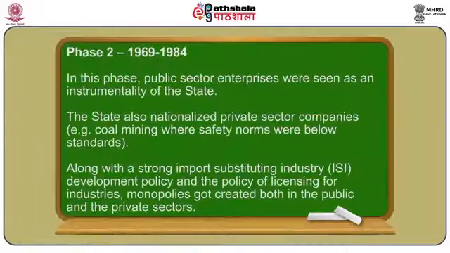Phase 2 started from 1969 and ran till 1984. In this particular phase, public enterprises were seen as an instrument of the state's growth. The state nationalized companies and set up new industries during this regime. During this period, private enterprises were not taken out but were heavily controlled through licensing, import control, and the new MRTP Act.